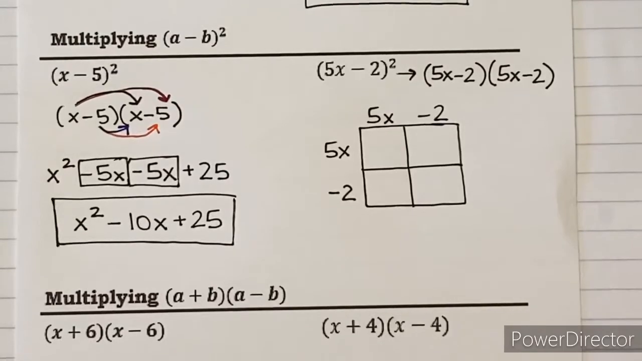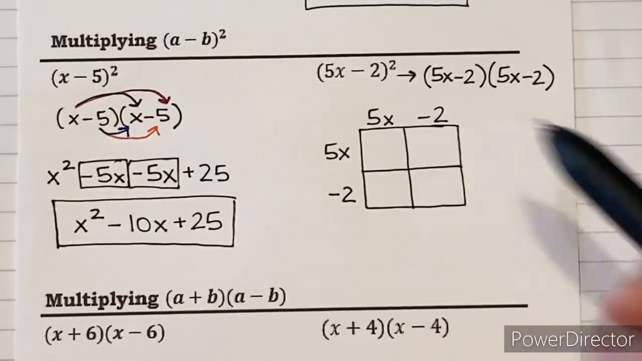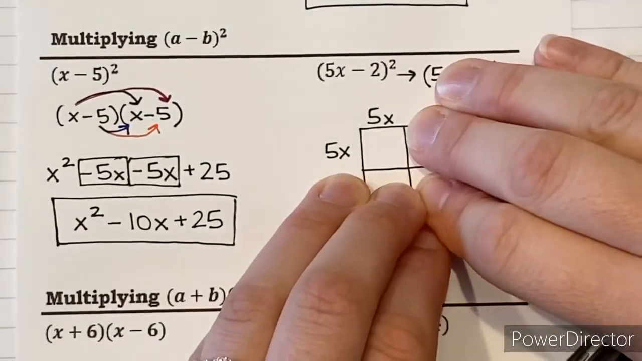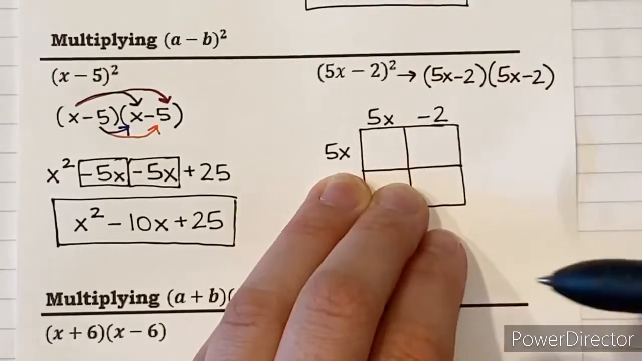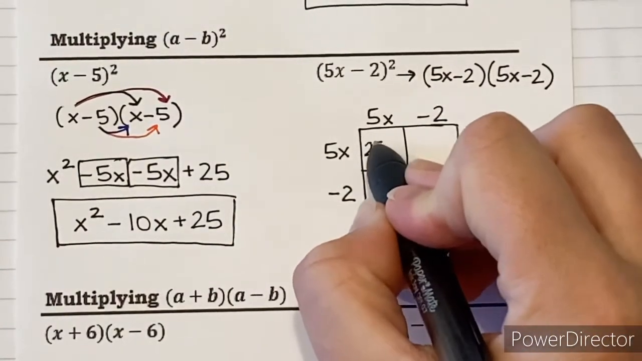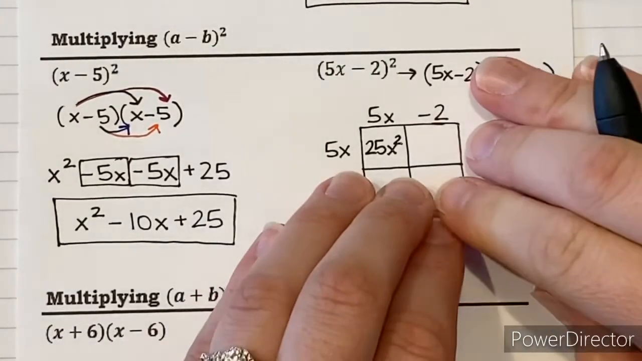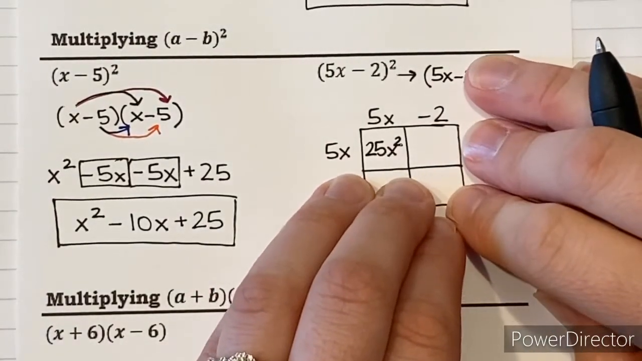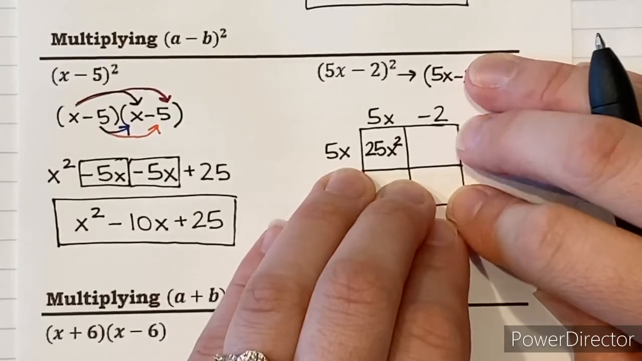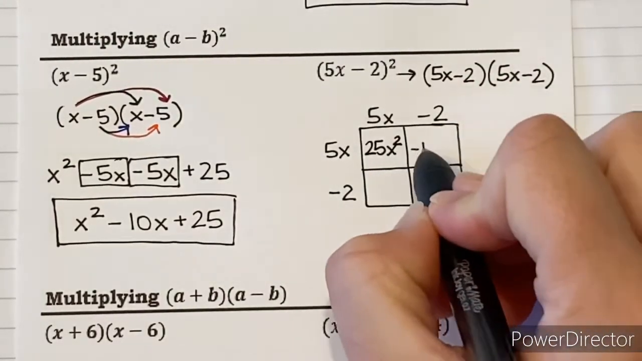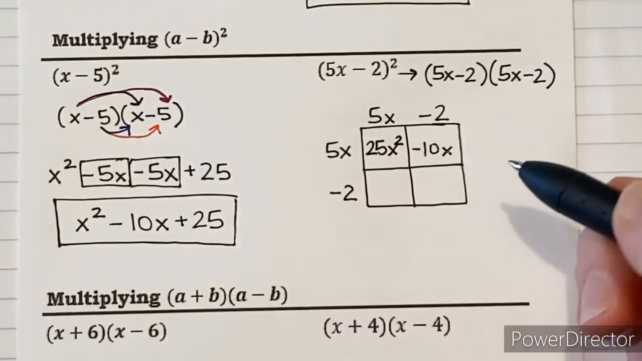Now that we got our box set up, we just need to multiply some stuff. So, top left, I always start in top left. That's 5x times 5x. So that's going to be 25x squared. Then I need top right, which is 5x times negative 2. So that's going to be negative 10x.